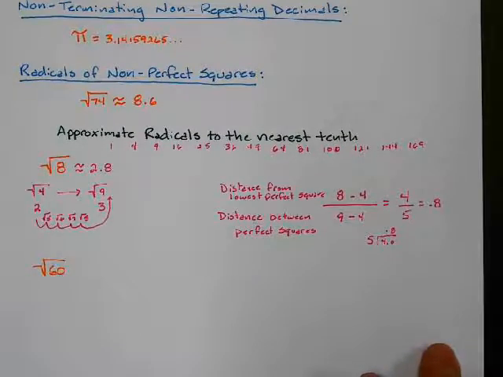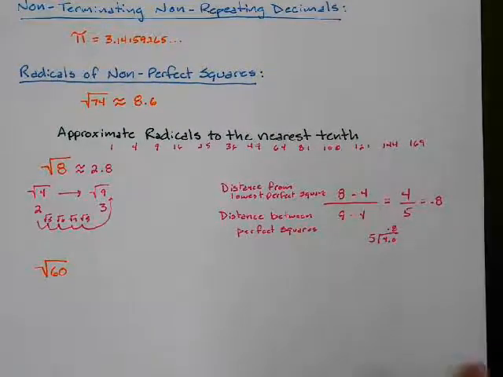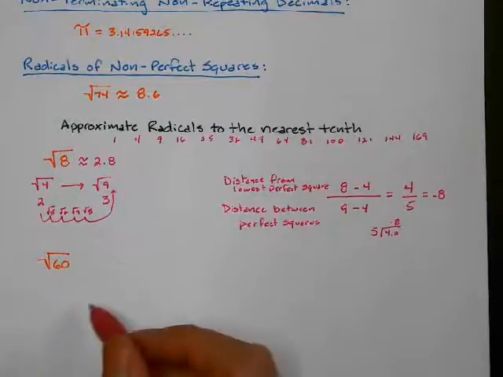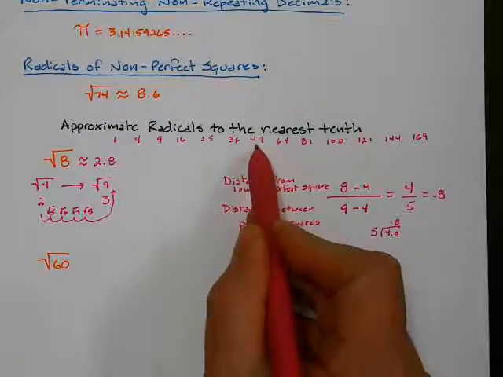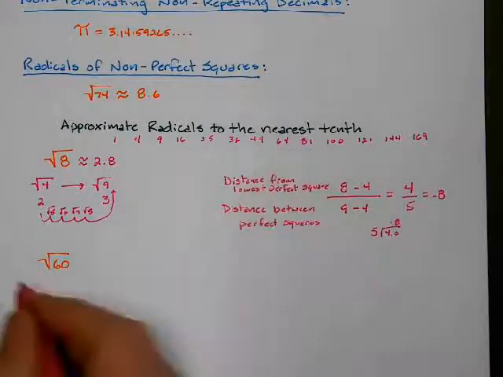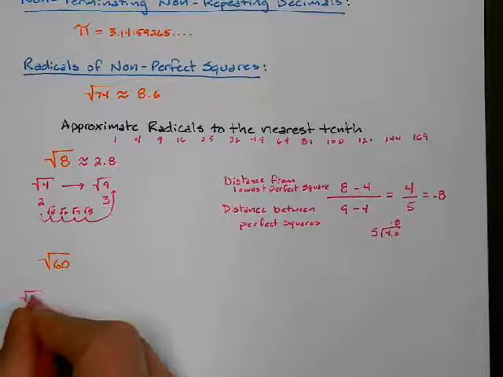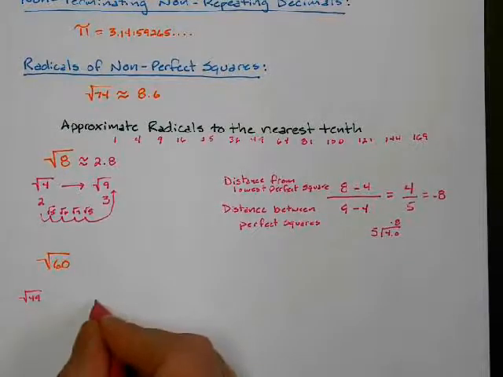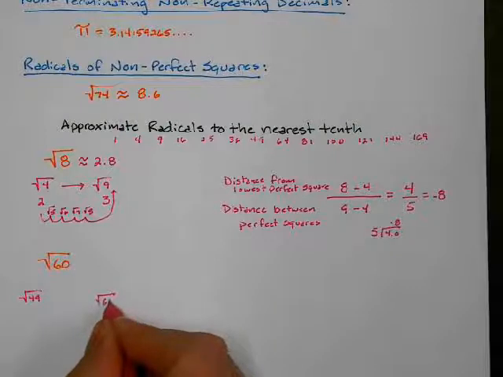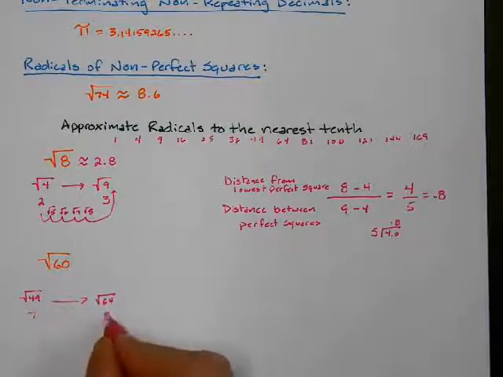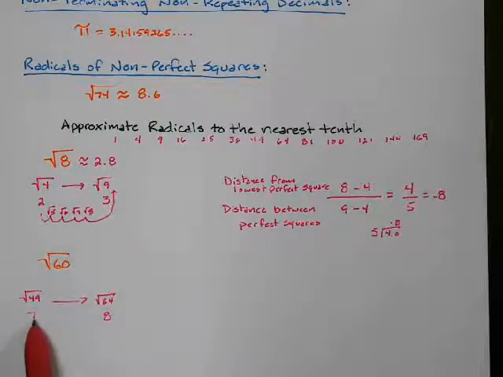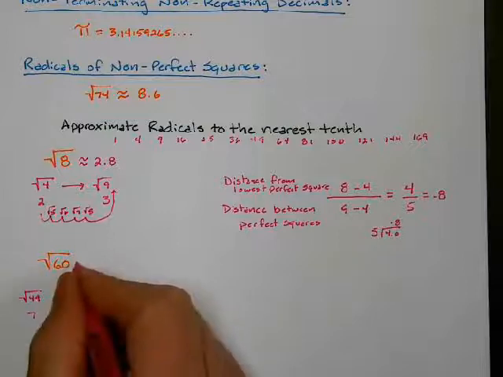All right, let's do our last one, square root of 60. So I can see here that 60 is between the perfect squares of 49 and 64. So 49 down here, 64 over here. So that's between 7 and 8, because the square root of 49 is 7, square root of 64 is 8. So root 60 is approximately going to be 7 point something.